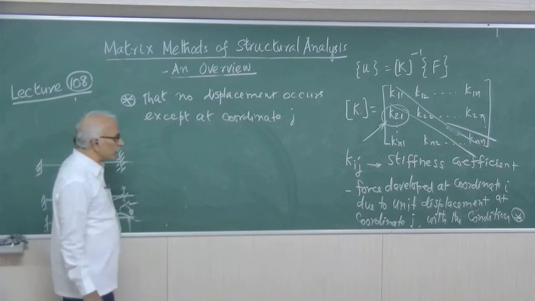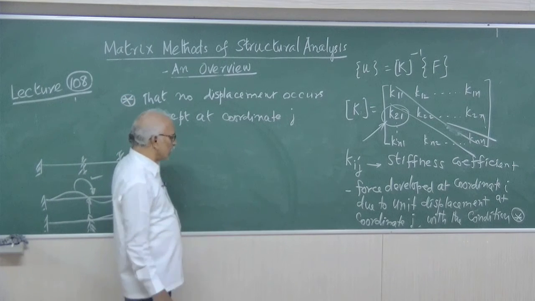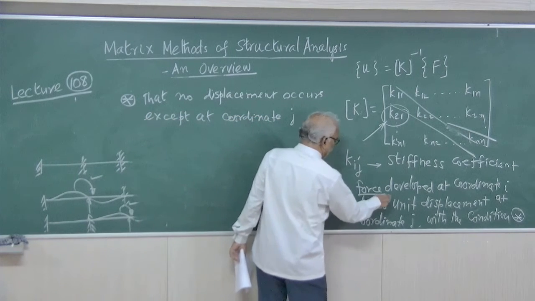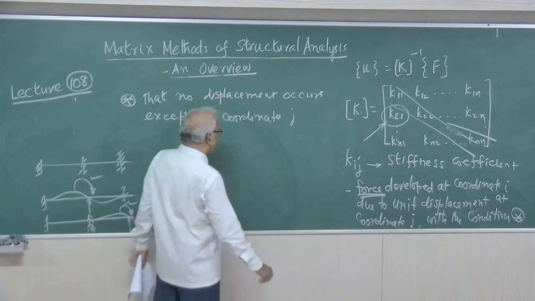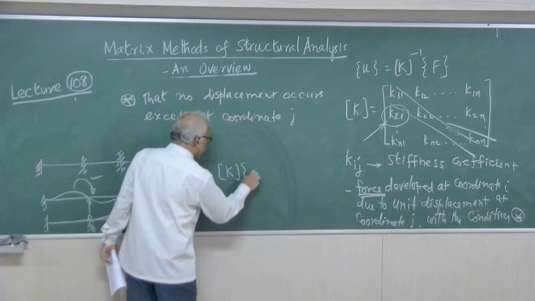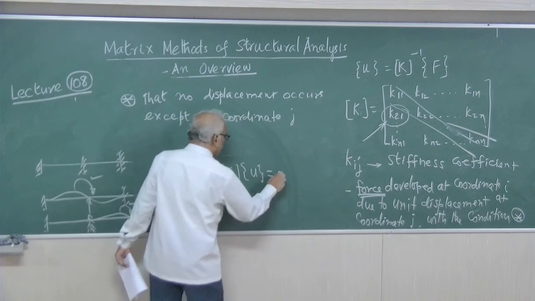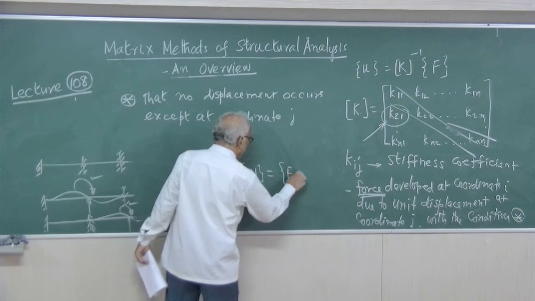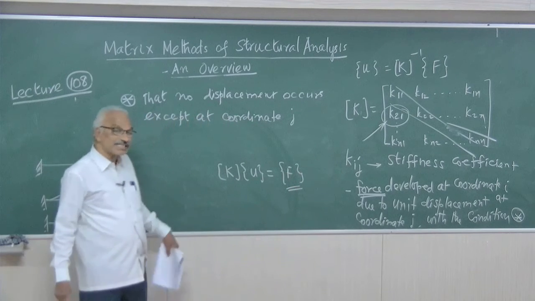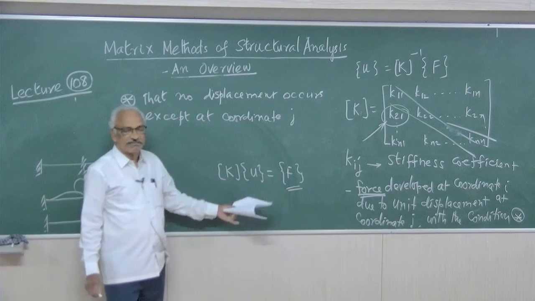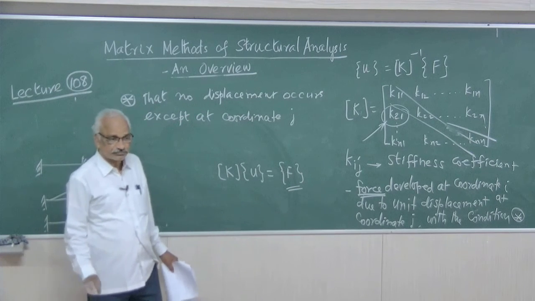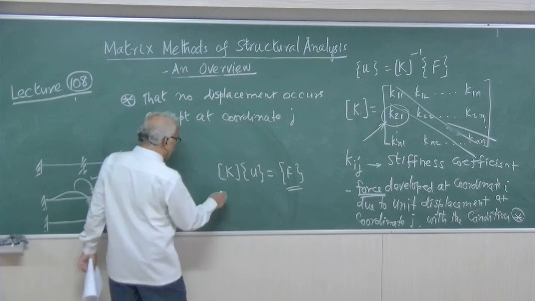There is a difference between the flexibility coefficient and the stiffness coefficient. The stiffness coefficient gives you the force developed, because in the equation K into U equal to F, these are the forces due to the external force. How to find the F values we will discuss later. So these are also force terms.